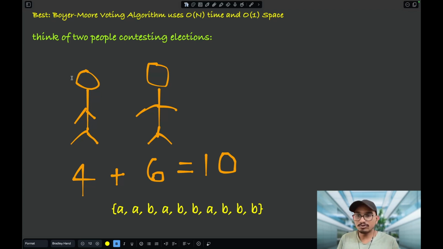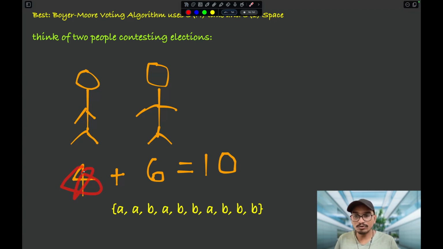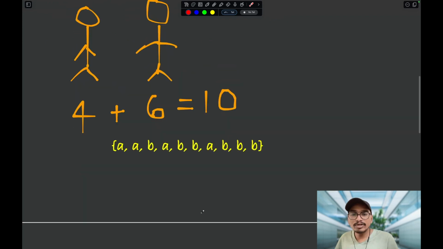So there are a total of 10 votes. This person has got 4 votes and this person has got 6 votes. The voting was like this: the first vote was for A, second was for A, then B, then A, then B, B, A, B, B, B. If the first vote is for A, while counting I would say A has the vote, so A is 1. Then I would go to the next. Again A, so A has got 2.